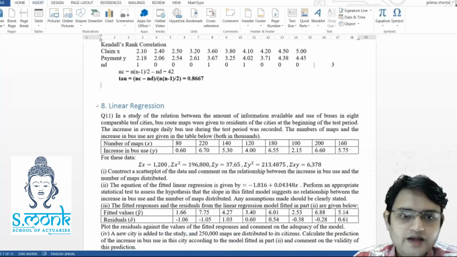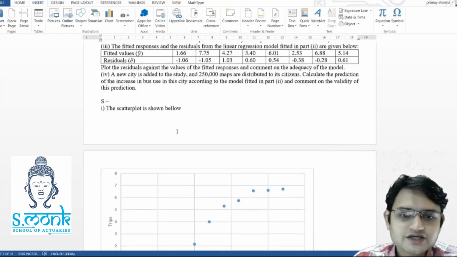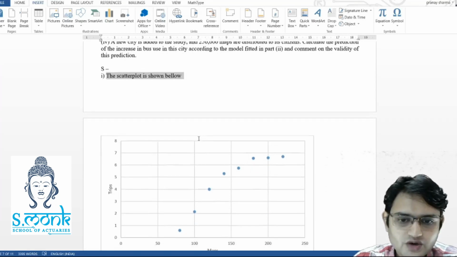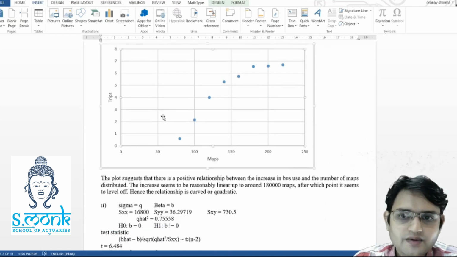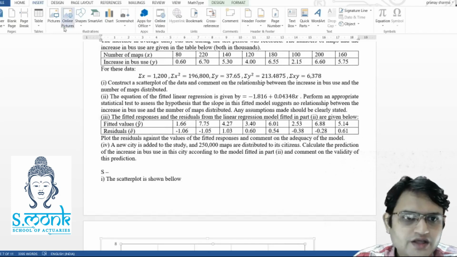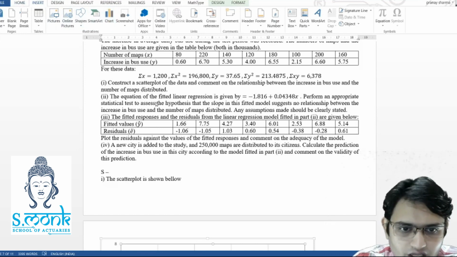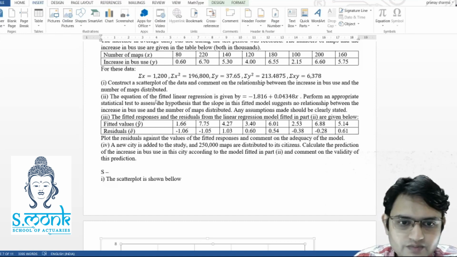Then our linear regression, they may ask us to draw a scatter plot. Now I have drawn this scatter plot diagram in Excel, or I think we can draw it here directly. So when we go to insert, you will have chart. In chart, if you use the scatter plot diagram, this is our scatter. You have different types of diagrams, but we'll be using mostly scatter plot.